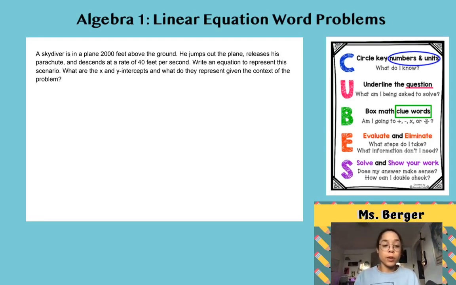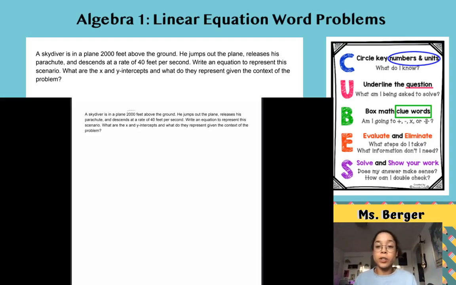So going through CUBES, the first thing that we want to do is start to circle all those key numbers and units. So we're circling 2,000 feet and we're circling 40 feet per second. Then we're going to go to U for underlining the questions. We have multiple questions here, so I also want to number my questions. So 1 is write an equation. My second question is naming what the x and y intercepts are. And the third question is, what do the x and y intercepts represent?